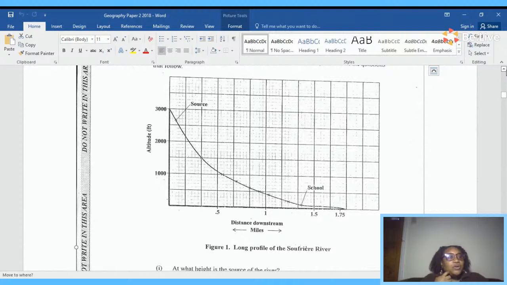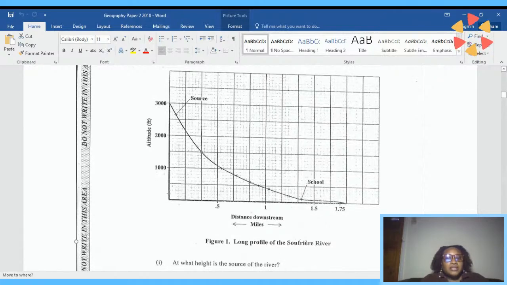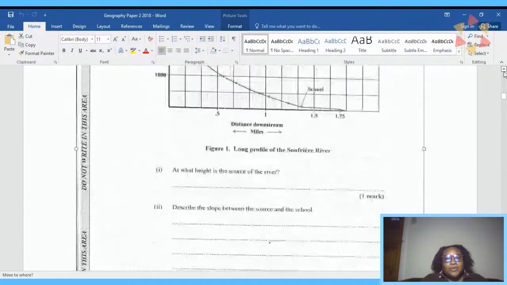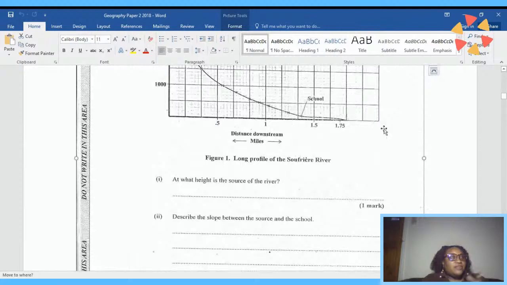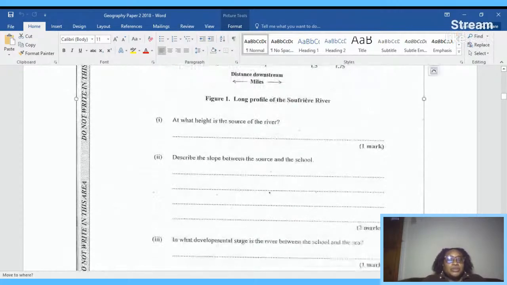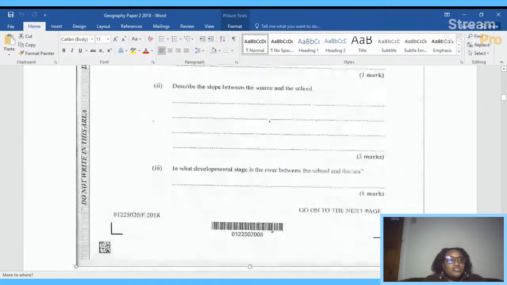What stage? Developmental stage, meaning what stage of the river is it between the source and the school? Sorry, between the school and the sea. Wrong thing I read. Between the school and the sea. So the school is here, and the sea would be, of course, to the end. So what development stage or course is that from the school to the sea? Drop your answers for me in the chat, guys.